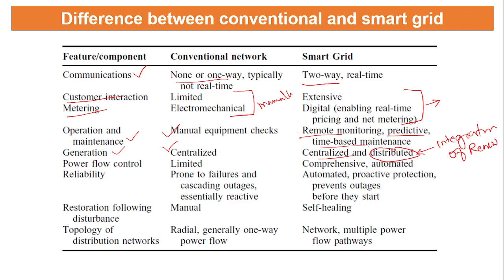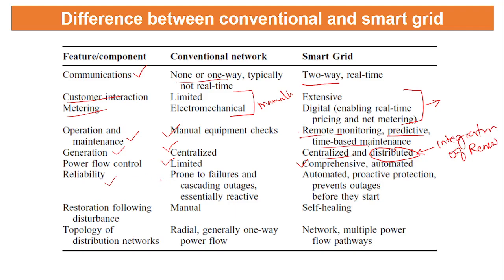Again, power flow control is limited because it is a manually operated system. Here it is comprehensive and automated. It means the system can take care of the network automatically, and it is performed with the programming knowledge itself. And the next one is reliability.